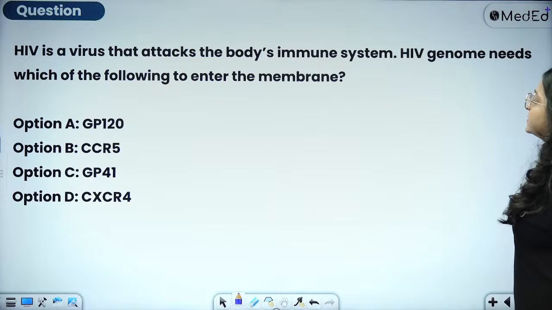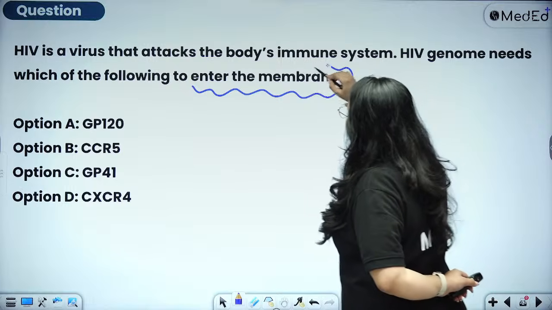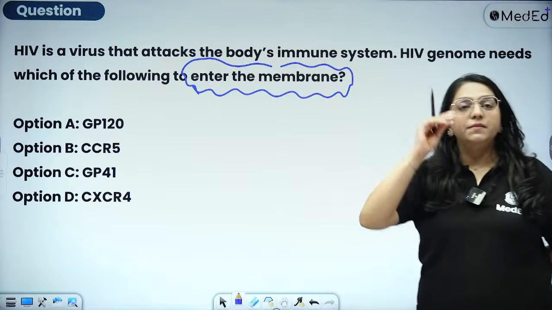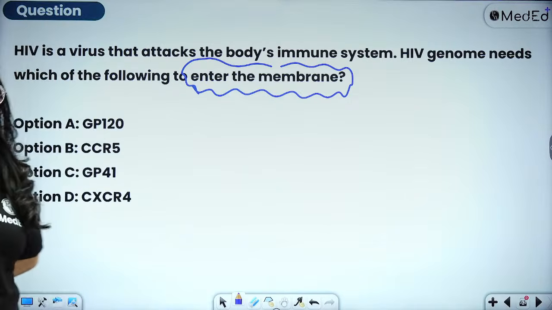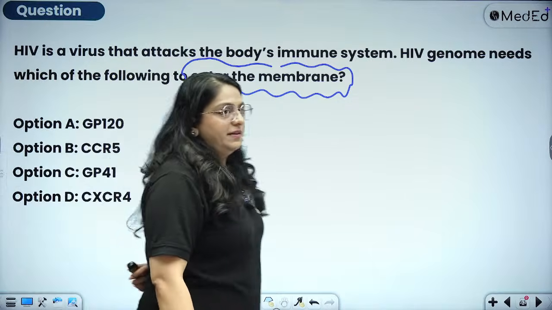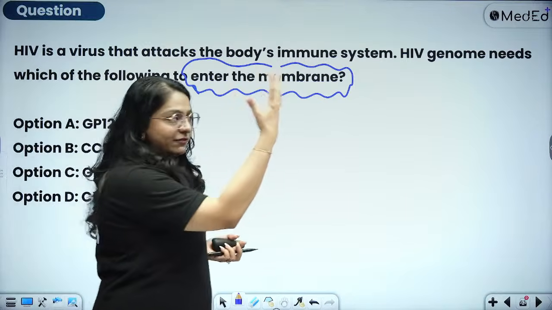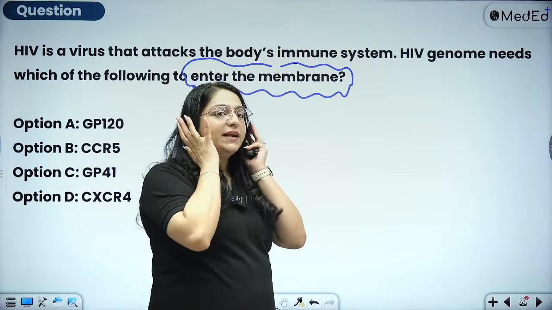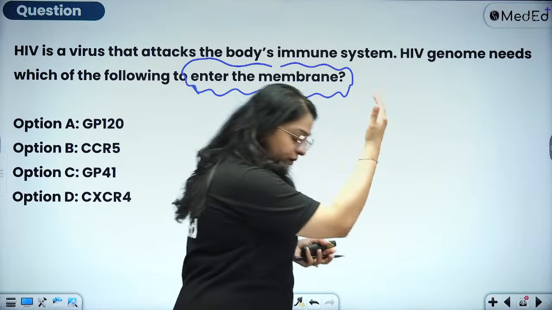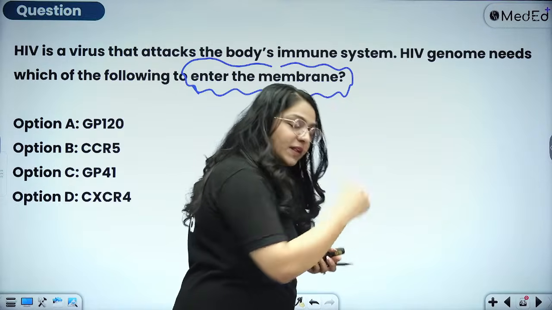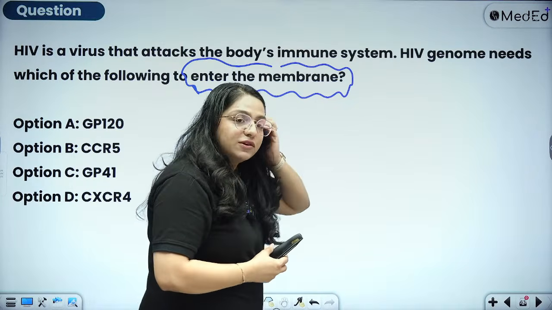HIV is a virus that attacks the body's immune system. HIV genome needs which of the following to enter the membrane? Come on, answer this. Buzzword is enter the membrane. All of these are important receptors. What does it use to enter the membrane? Imagine I am the HIV virus and I have a T cell in front of me. This is GP120, my head is GP120. I am going to give the GP120 to the T helper, the CD4 cell. Then I need co-receptors from the side to bind. What are the co-receptors? CCR5 or CXCR4.